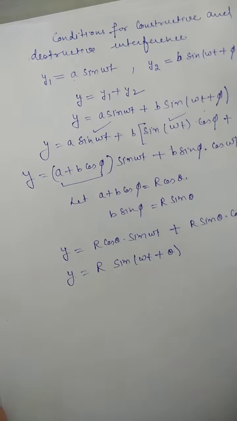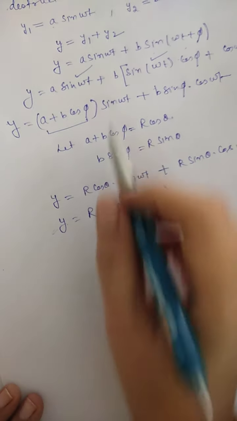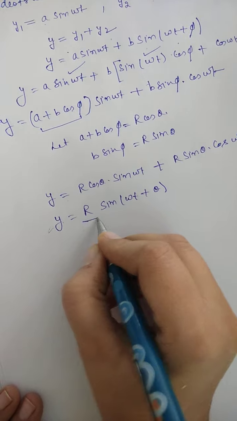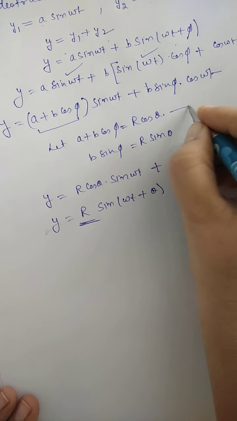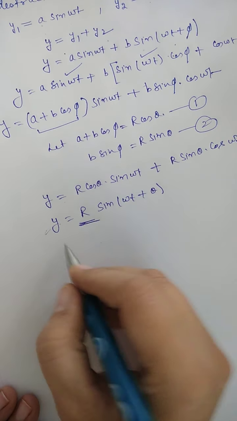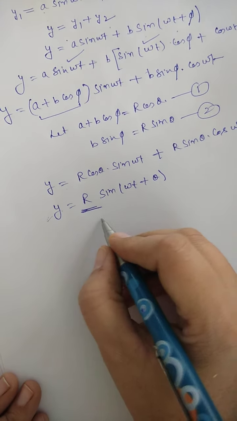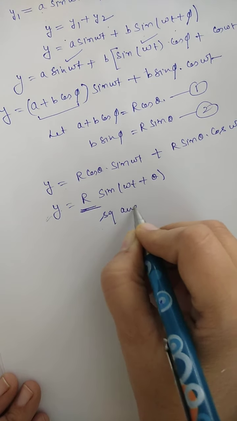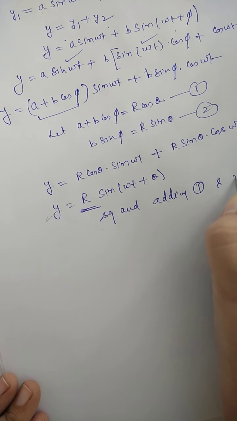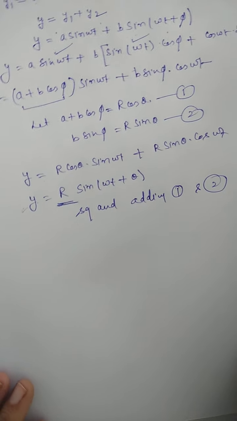Right? So this is the resultant wave which is formed after the superposition of the first and second waves. R is the amplitude of this resultant wave. You can mark this as equation number 1, this as equation number 2. Now you have to find out R. So squaring and adding 1 and 2, what will we get?